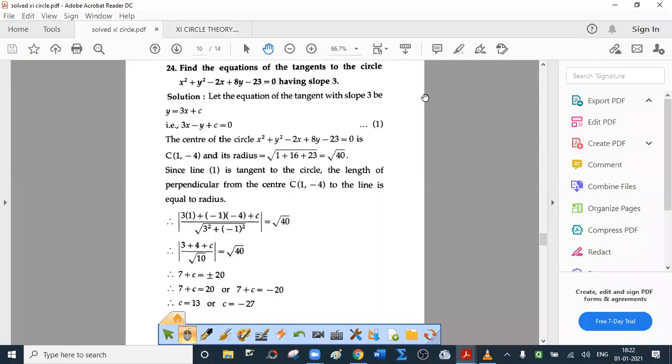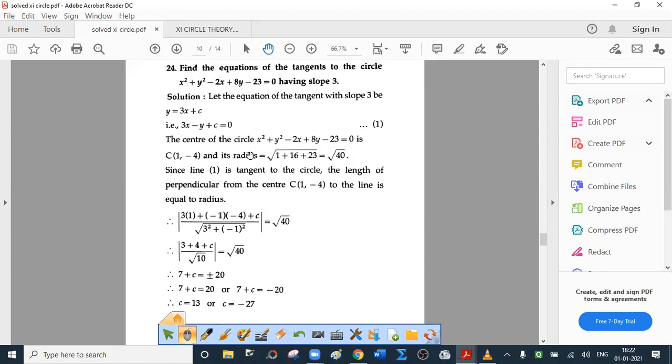Sum number 24. Let me explain. Find the equations of the tangents to the circle x square plus y square minus 2x plus 8y minus 23 equal to 0 having slope 3. Actually, this is not standard circle because ready-made equations are available for x square plus y square equal to a square. So what should be done here? Let the equation of the tangent with slope 3 be y equal to 3x plus c. That is 3x minus y plus c equal to 0. Now center of the given circle is (1, minus 4). And what is radius? Root 40.